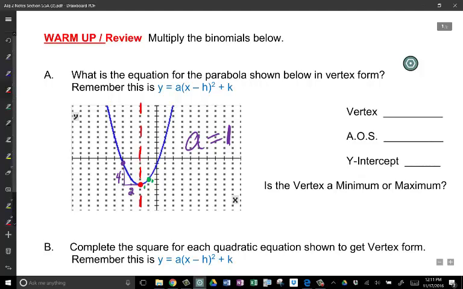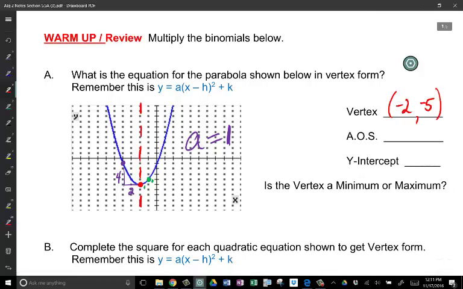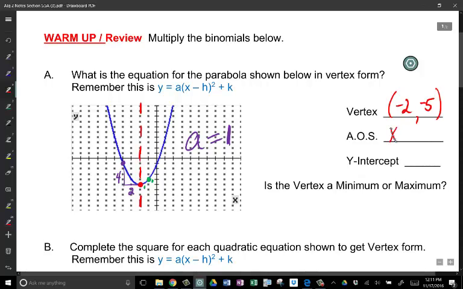All right, my vertex. Who can give me my vertex? -2, -5. -2, -5. My axis of symmetry. Aaron, you can't answer because he did it before, but remember, this is an equation. What's the equation for the axis of symmetry? Allison? X equals -2. All right, x equals -2.